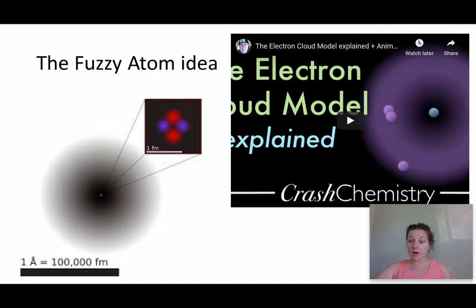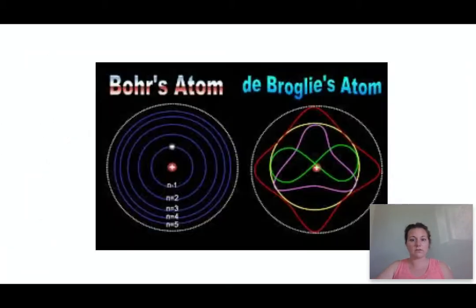So again, you can hit pause and watch this video where it talks about the fuzzy atom idea. And then this is just a picture showing the difference between the Bohr atom and the de Broglie atom. So the Bohr atom has very neat orbits around a nucleus, and then things get really odd with the de Broglie atom, and we're going to look at those orbitals in more detail in a couple more lessons.